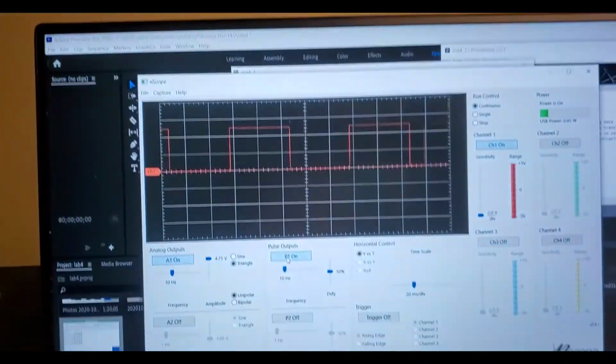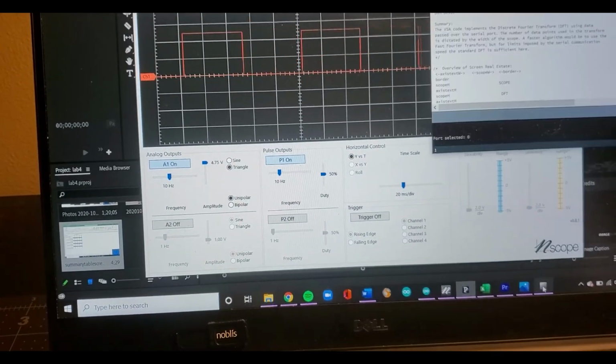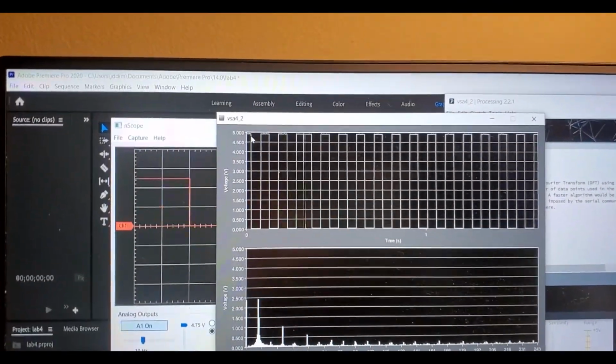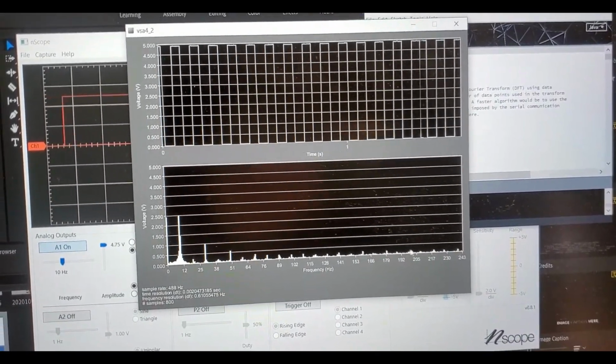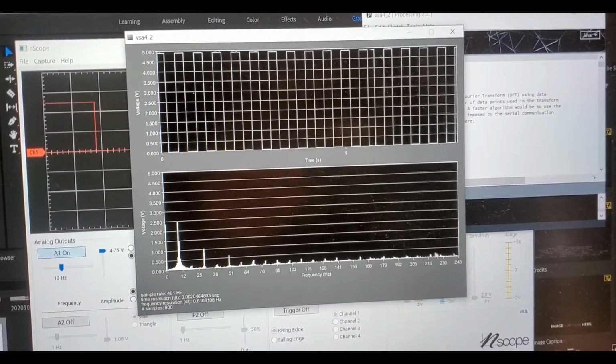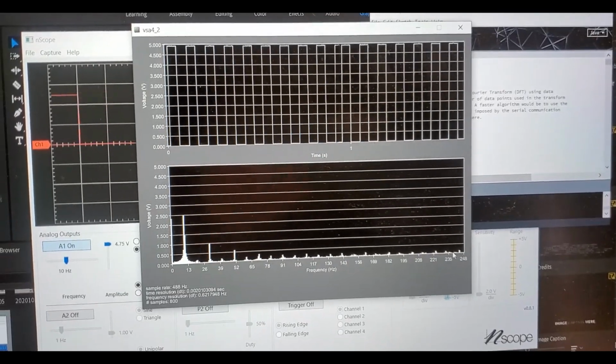because P1 is on, if we change to P1, that gives us a square wave. And if we go back over to our processing window, we get a square wave at pretty much full voltage, and as we can see, the harmonics are getting smaller almost infinitely, asymptotically approaching 0.